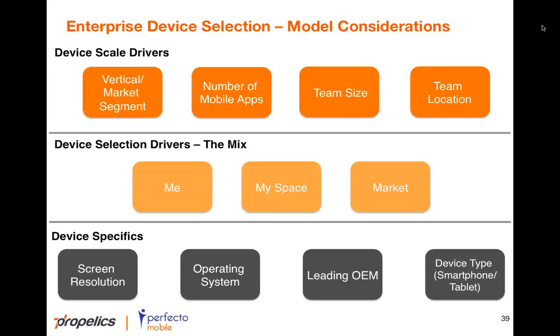The number of mobile applications which you develop also has implications on how many devices and of course on which devices. Some applications target different audiences than others, so it's also an element which you need to consider. The team size and the team location are also parameters in your mix which will allow you to scale up and down the total number of devices. As for how you select the devices, as I mentioned earlier, you have the MySpace. MySpace is your vertical. Which vertical do you operate in?